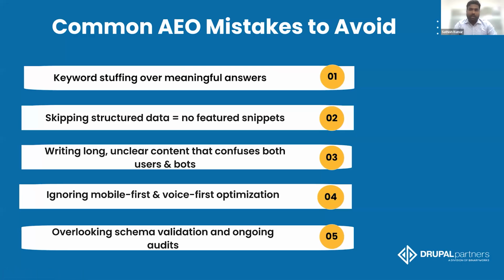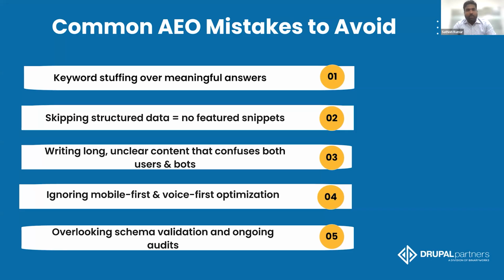Some of the common mistakes we need to avoid for AEO: keyword stuffing is not going to work anymore. So try to be more like question and answer, and try to be more concise. That's the future. And no structured data means no featured snippets. So try to create structured data. You cannot skip structured data anymore. In the past, it could be skipped. Now you cannot skip it.